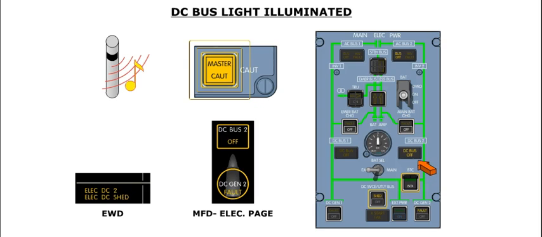The DC bus off light illuminates when the associated DC bus is not powered. If a DC bus off light illuminates, a single chime will sound, both master caution lights will flash, an amber electrical DC 1 or 2 message is displayed on the EWD, and an amber DC bus 1 or 2 off label is displayed on the MFD electrical page.